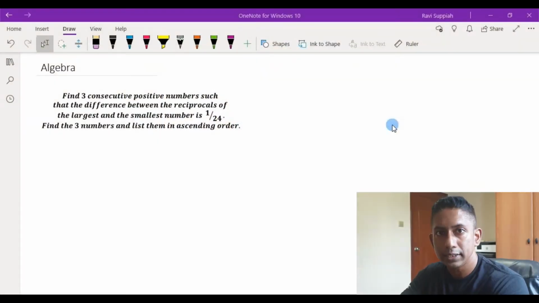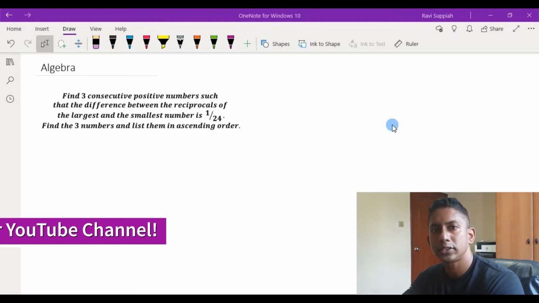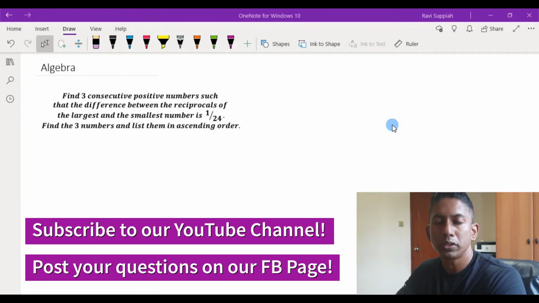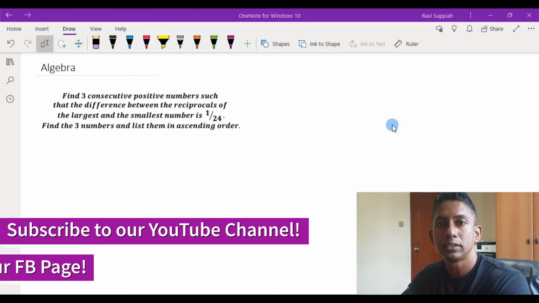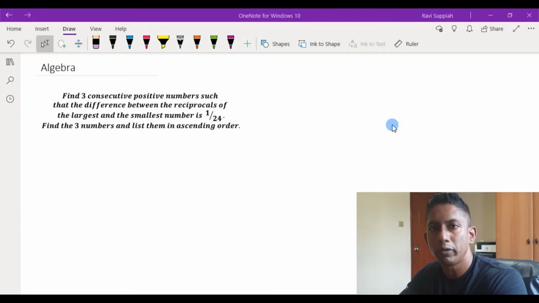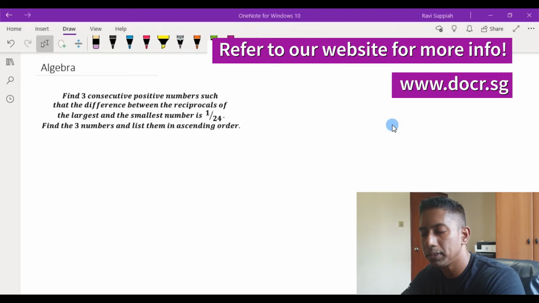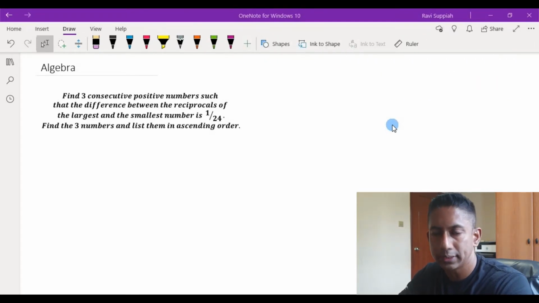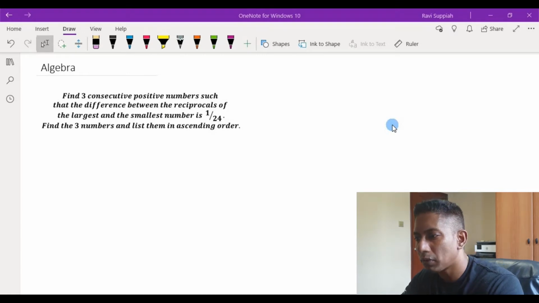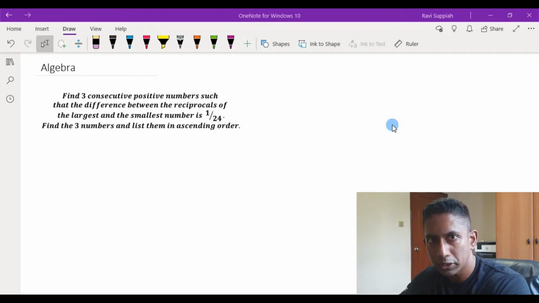Now, what we are given is that we have three consecutive positive numbers such that the difference between the reciprocals of the largest and the smallest is 1 over 24. And we are asked to find the three numbers and list them in ascending order. Now, how do we go about doing this? Always think that, given the information we have, we must form an equation that we can then solve to find the unknown number.